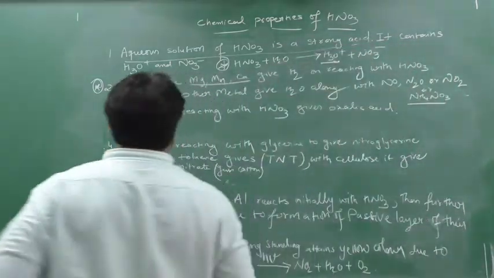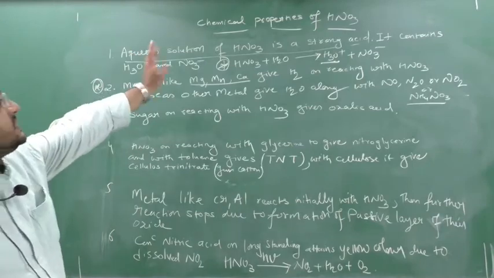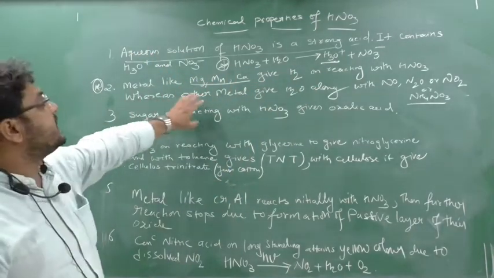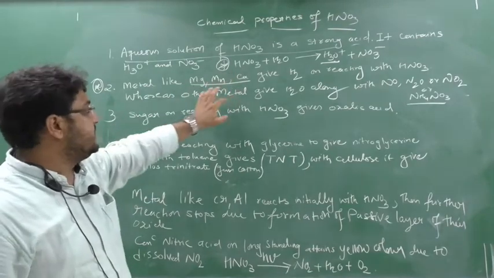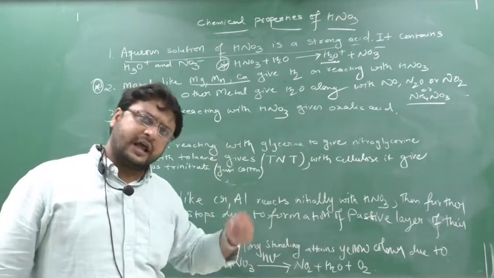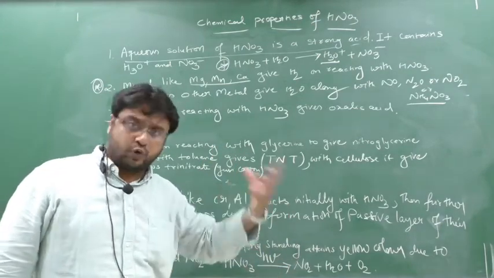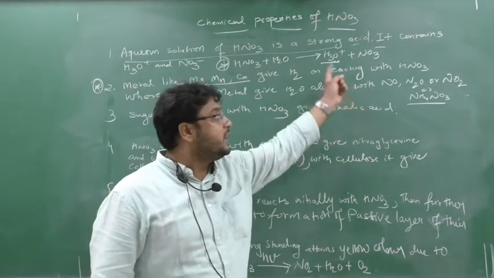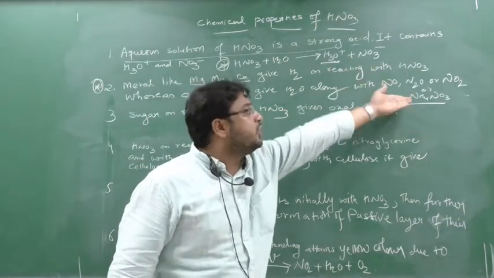Okay, so see here: metals like Mg, Mn, Ca give hydrogen gas on reacting with nitric acid. Whereas other metals, like zinc and copper, I will do the reactions. There are many other metals and also non-metals. Whereas other metals give H2O along with NO, N2O, NO2 or NH4NO3.